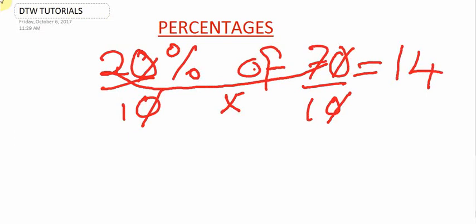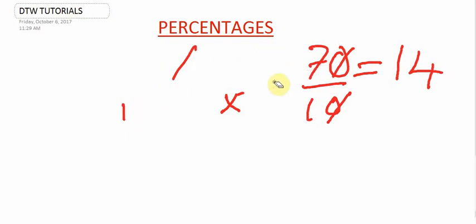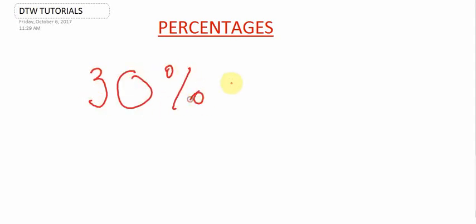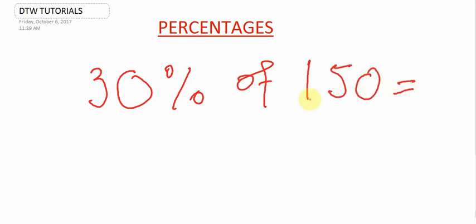Okay, so let's try another one. Let's erase this. What if we have this? Find 30% of 150. What would this give us?